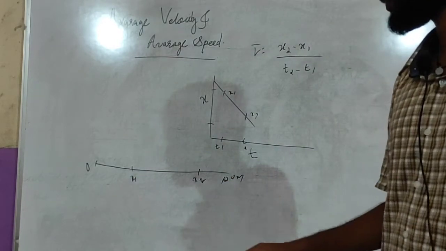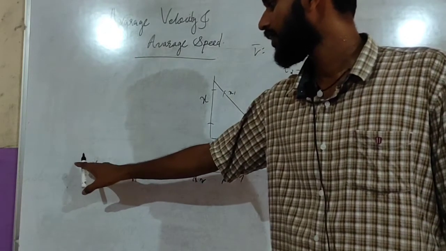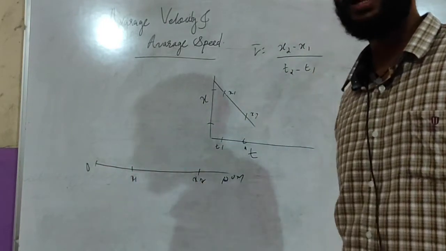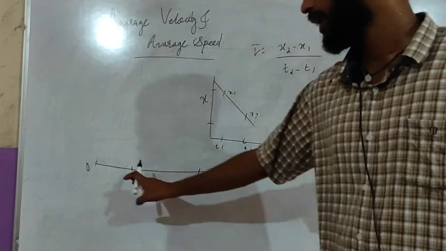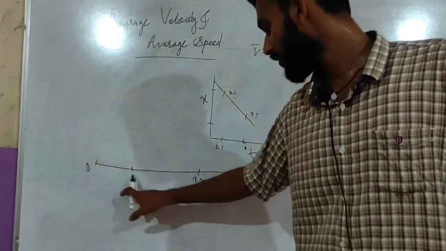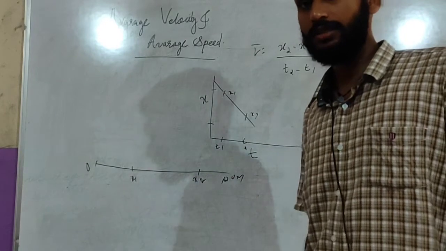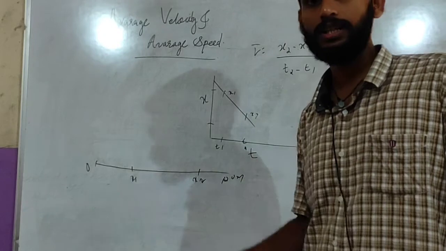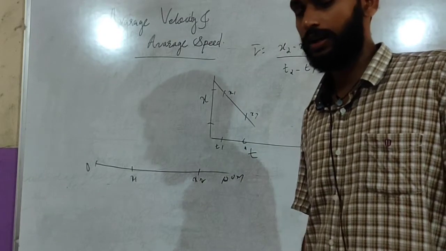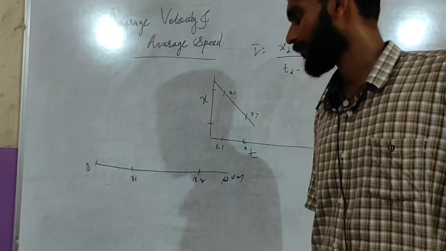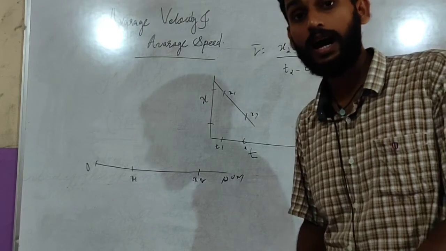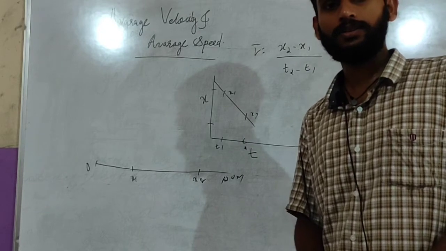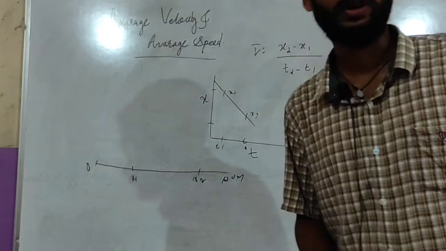Suppose you want to find the average over the entire path, then instead of the displacement, you have to consider the entire distance travelled, divided by the entire time taken for that travel. So, that is known as the average speed. Now we will discuss the average speed.